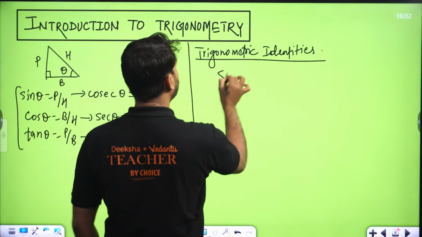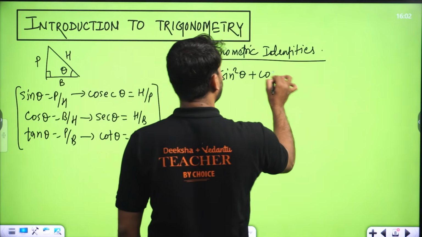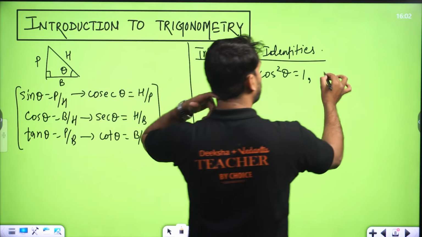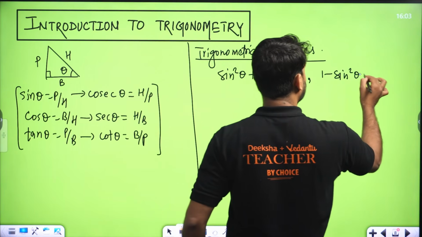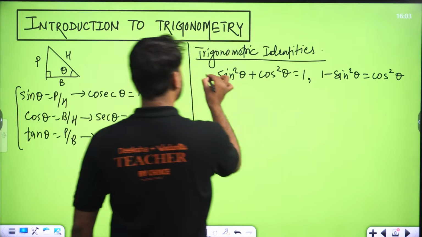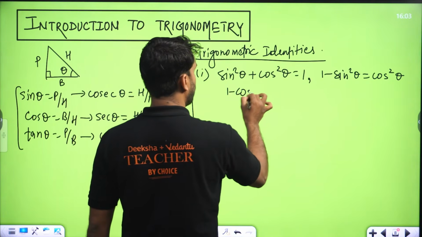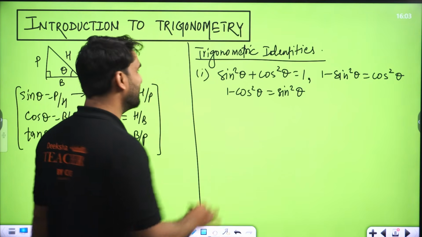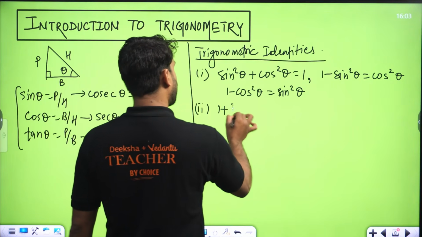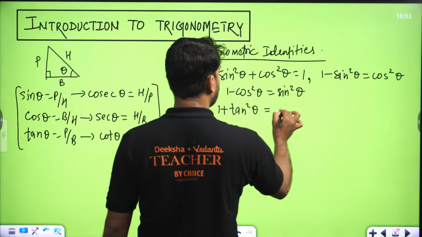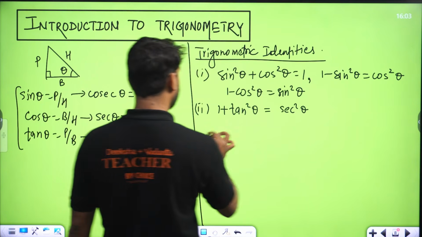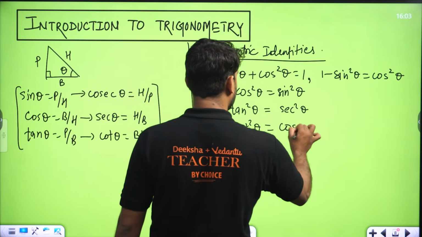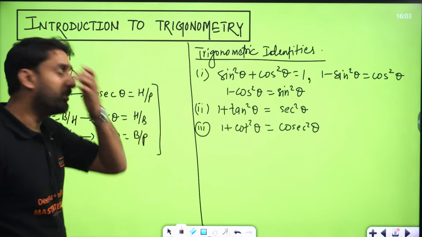Trigonometric identities, my dear. The first identity is sin square theta plus cos square theta equals 1, and it can be modified in so many formats. It can also be written as 1 minus sin square theta equals cos square theta. This is the first. And 1 minus cos square theta will be equal to sin square theta. So there are so many modifications possible. Second identity is 1 plus tan square theta is equal to sec square theta, and again it can be modified into so many formats. And 1 plus cot square theta is equal to cosec square theta. So there are three trigonometric identities.